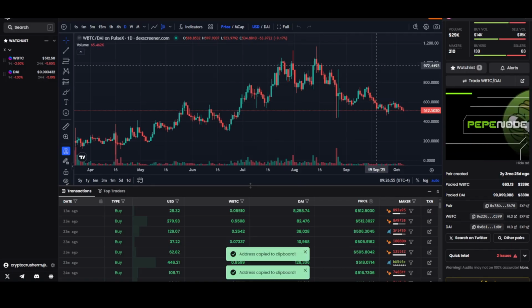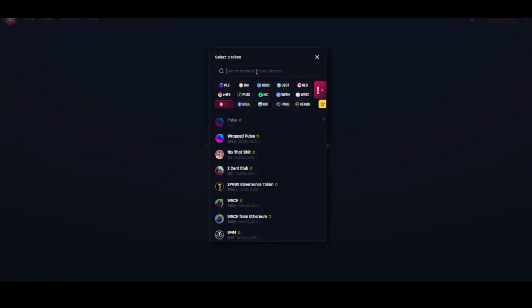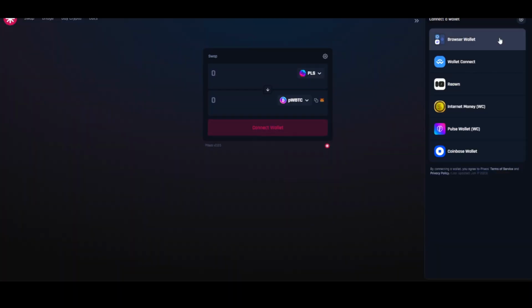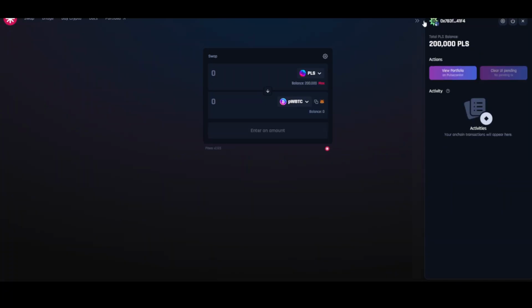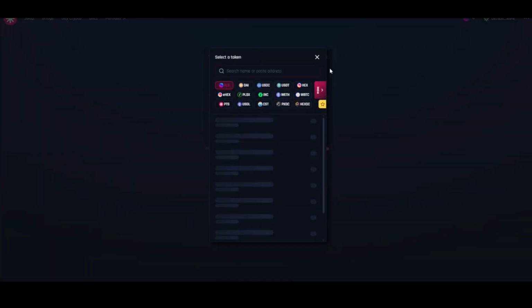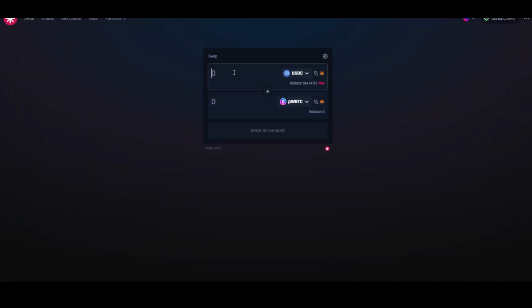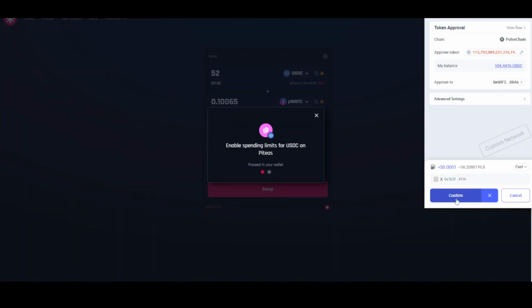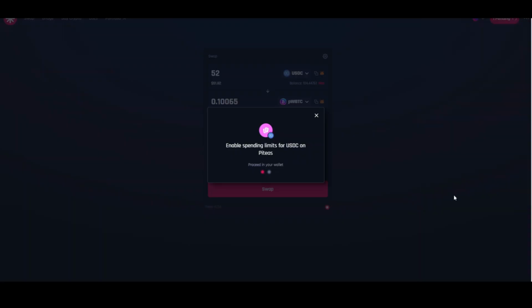Man, this thing is laggy. What did I say it was? About $50. So what is that? Connect the wallet, browser. It's enabling it, and it's going to improve it. I've never used this wallet before, so it's going to be a little longer.